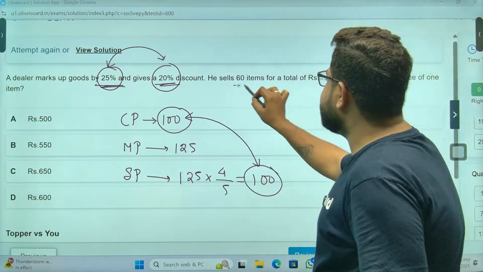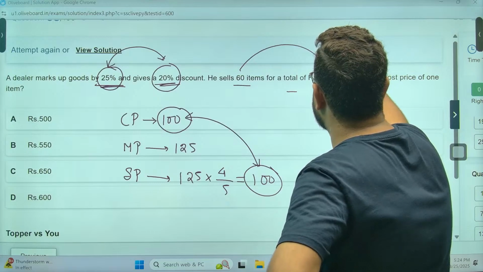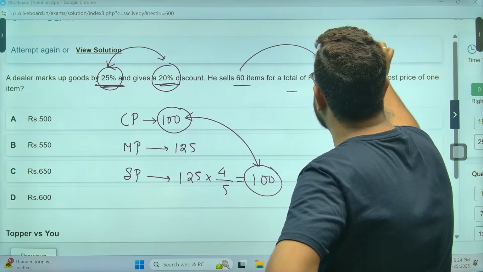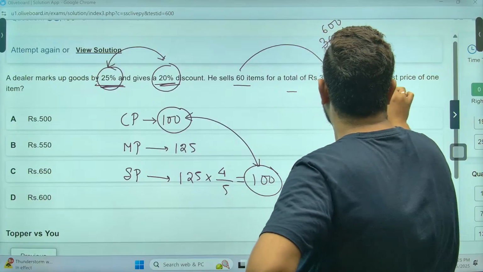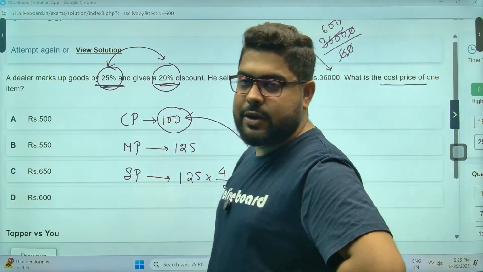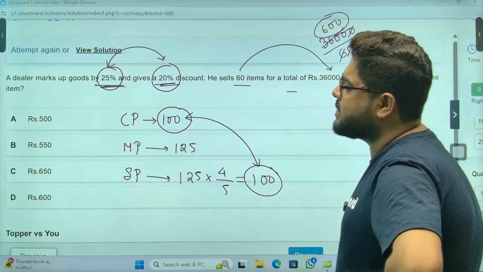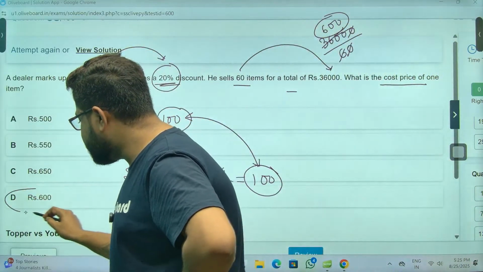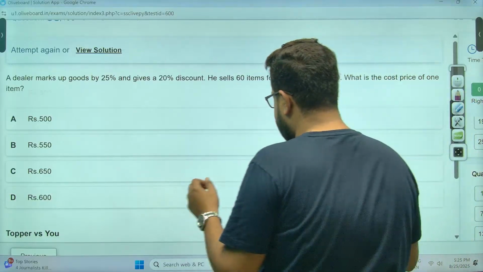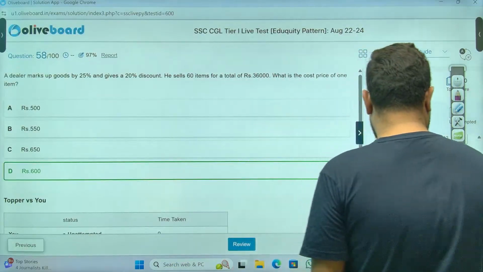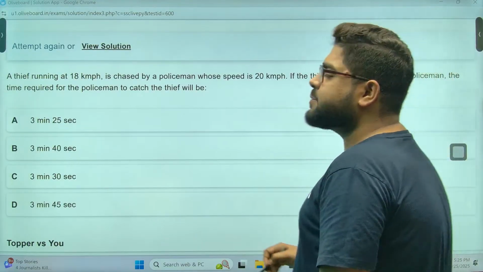Now, he sells 60 items for this. So SP I know. SP of each item will be, sir, by 60, 600 rupees. CP of one item, sir, 600, because CP and SP is the same. So if the SP is 600, CP will also be 600. That itself is the answer. Moving on. Sir, relative speed.